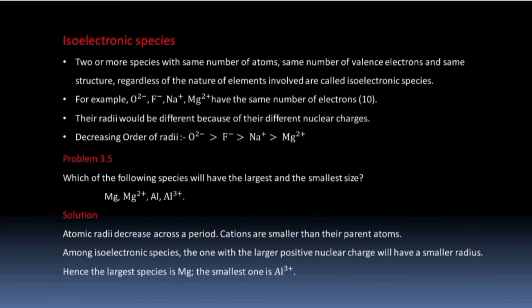So, what are isoelectronic species? The species, atoms or ions, which carry the same number of electrons are called isoelectronic species. For example, here you see aluminum 3 positive ion, magnesium 2 positive ion, sodium 1 positive ion, neon, fluoride ion, oxide ion and nitride ion all carry 10 electrons. So, these are the isoelectronic species.